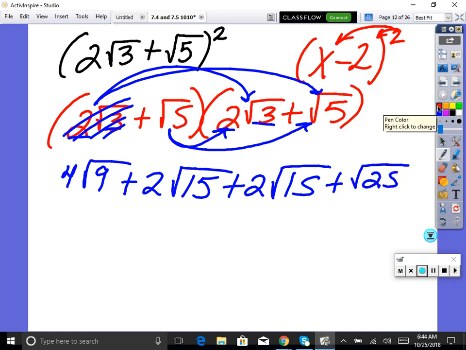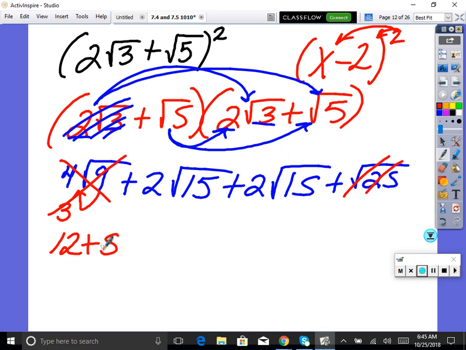Break down any radicals that can be simplified. So isn't this 3? 4 times 3, everyone? Which is 12, and I'm going to cross it out. And then right here, plus 5 you're saying, so plus 5. So then we have 17. And then 2 plus 2 is 4. So plus 4 root 15.